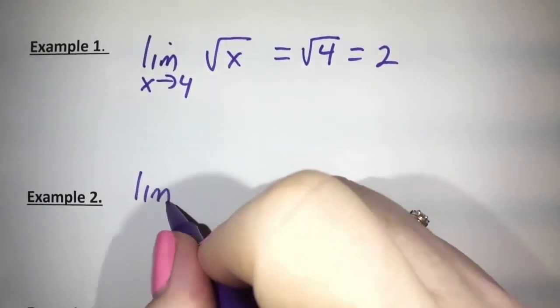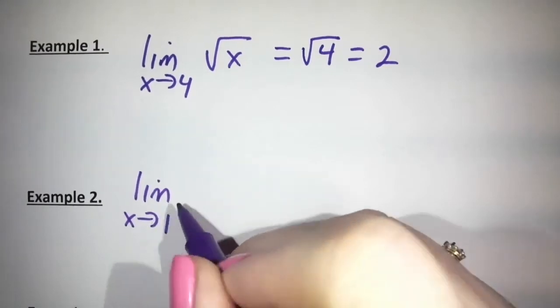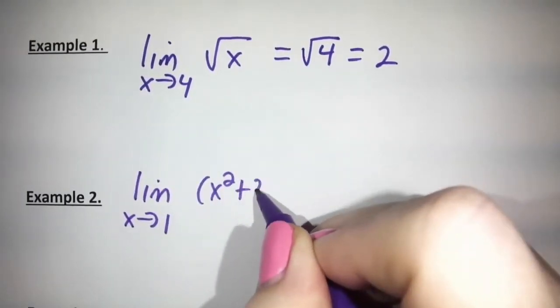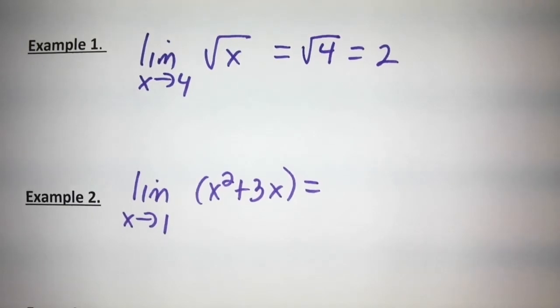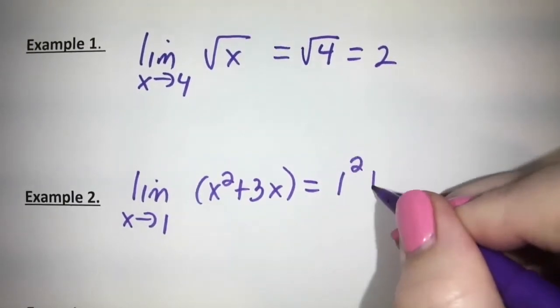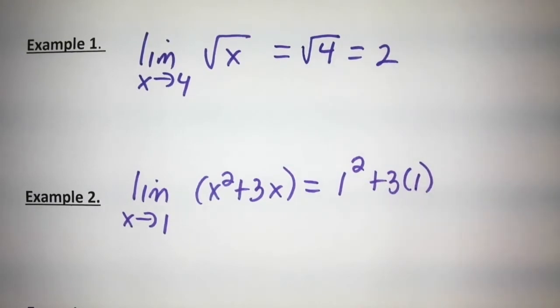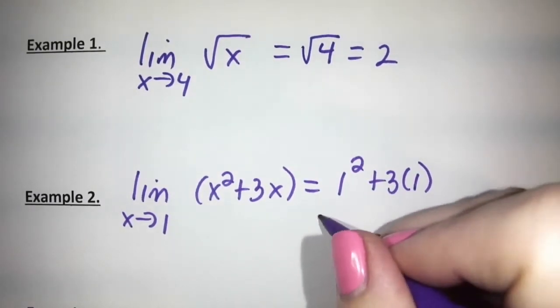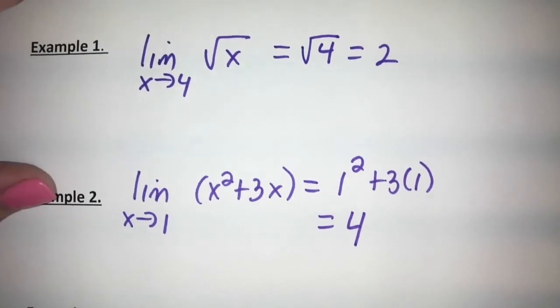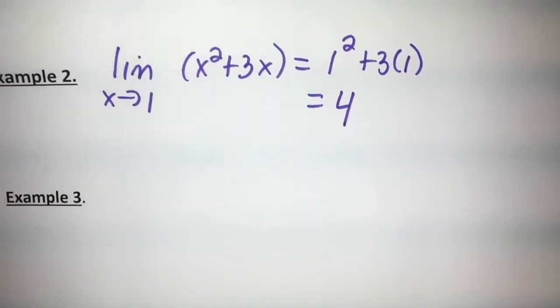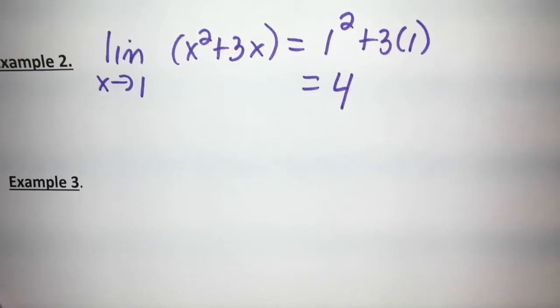Number 2, if we had the limit as x approaches 1 of x squared plus 3x. Again, we always substitute the number in first. So we get 1 squared plus 3 times 1. 1 squared is 1, so 1 plus 3 would just give us 4 here. There's nothing indeterminate about these limits. The ones we've done so far are just easy, substitute it in and get your answer.